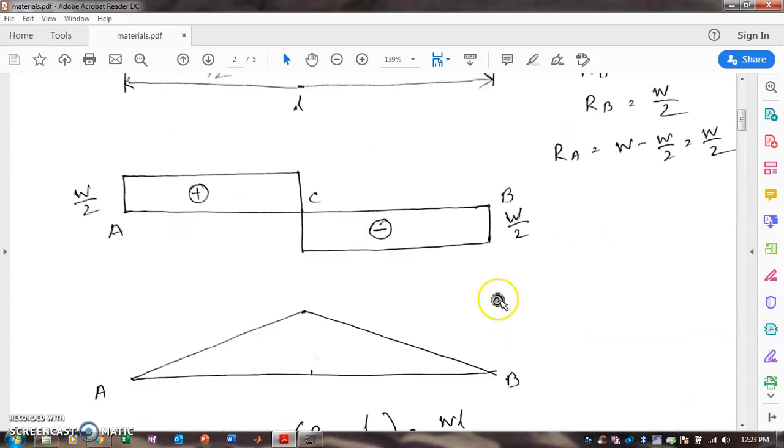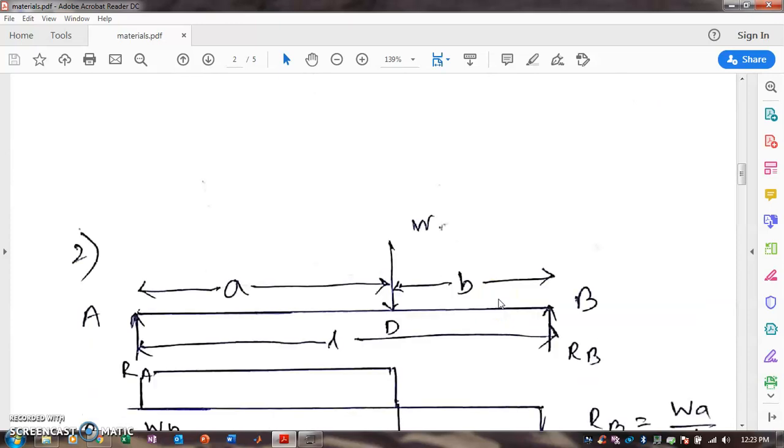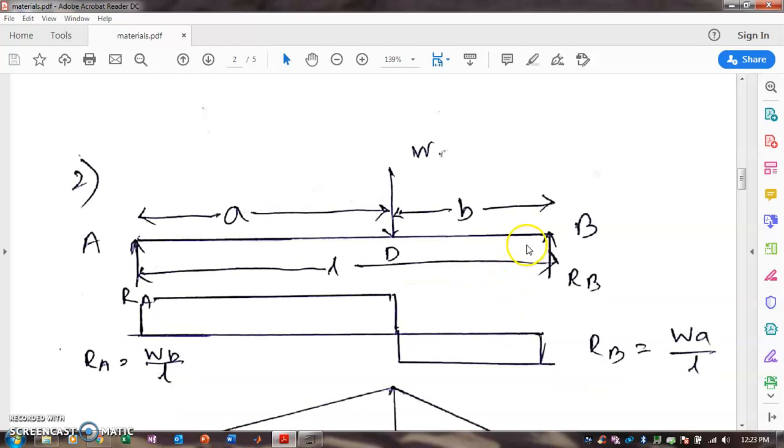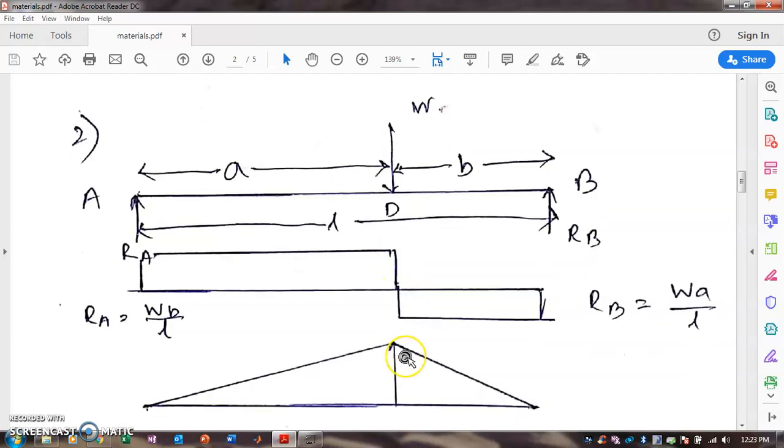As in the previous problem, the point X is here anywhere. Only the right hand side forces are taken as positive, so it will be negative. And at point D it will change its sign from negative to positive. Or if we start from point A, then at D it will change its sign from positive to negative.